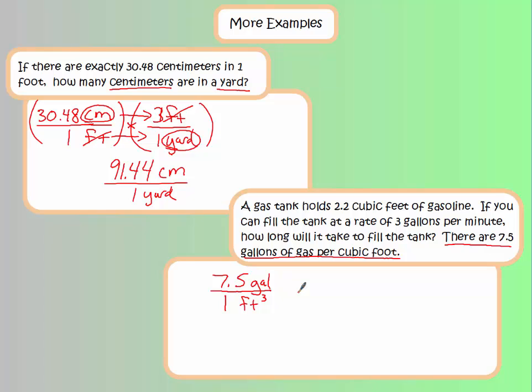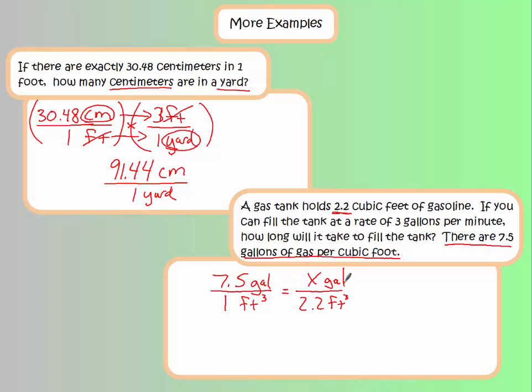Now, how am I going to be converting this? I want to convert the gas tank holds, so I want to find out how much this gas tank holds in gallons, right? It tells me in cubic feet, 2.2 cubic feet, and I need to find out how many gallons are in 2.2 cubic feet. So, let's see what this equals. I don't know how many gallons.